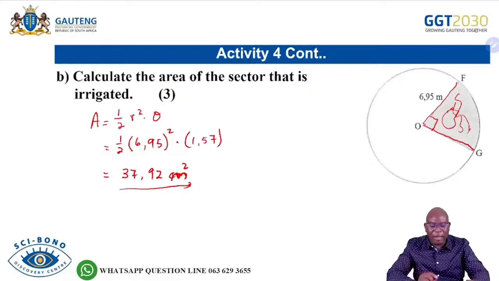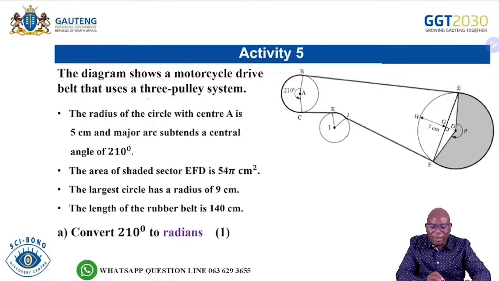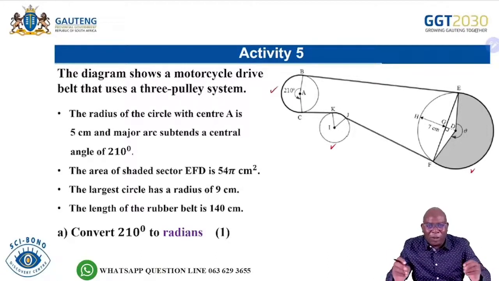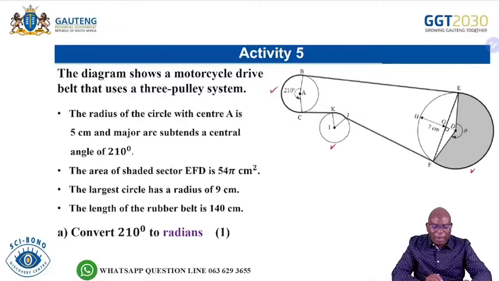It says the diagram shows a motorcycle drive belt that uses 3 pulleys. You can see pulley 1, pulley 2, and pulley 3. There are a lot of things they put in that story, so we need to put this information on the sketch. Most of the information is already on the sketch. The radius of circle A is 5 centimeters. So in other words, I have the radius of that circle, 5 centimeters.